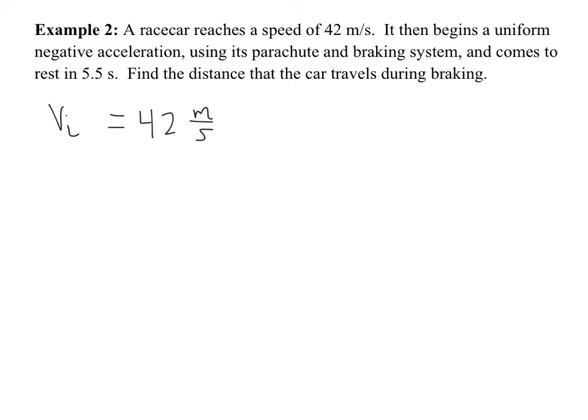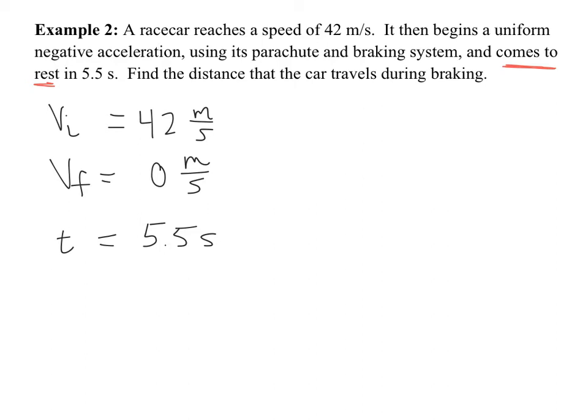Give me another given. The final velocity is 0. How do you know? Because it stops. It comes to rest in 5.5 seconds. The minute you see "comes to rest," you know VF is 0. What else do we know? I just read it: comes to rest in 5.5. So what's the variable for that? The variable for time is t, 5.5 seconds.